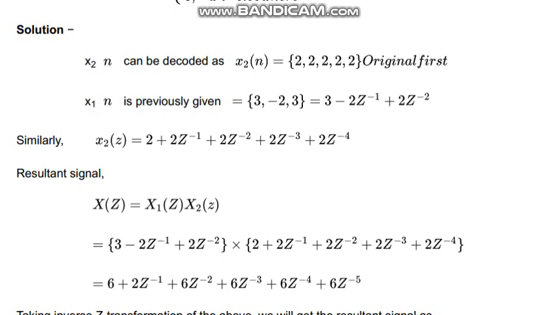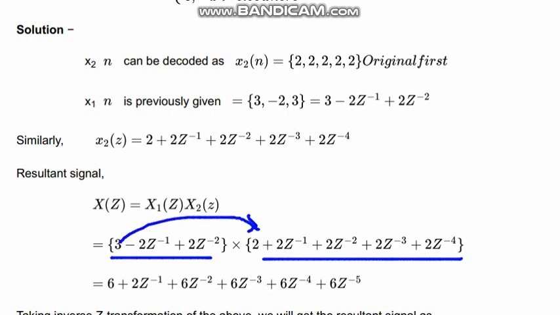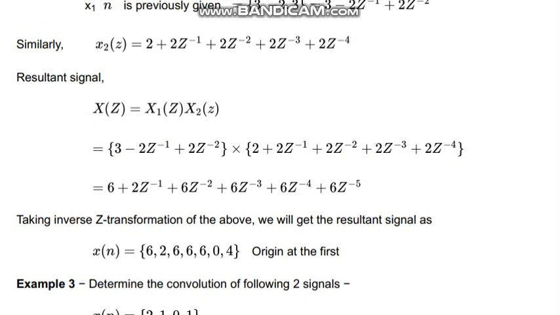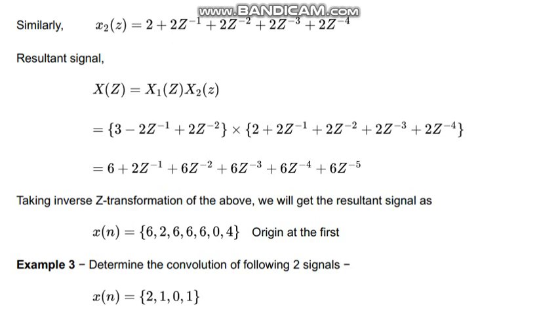As you can see here, after multiplication we multiply these two parts. How can you perform this multiplication? First of all, multiply 3 with all of the values, then -2 z to the power minus 1 with all of the values, and then 2 z to the power minus 2 with all of the values, and after calculation you get this. So there is a lot of calculation right there. Now you get the sequence, and where there is no z, that is the origin.